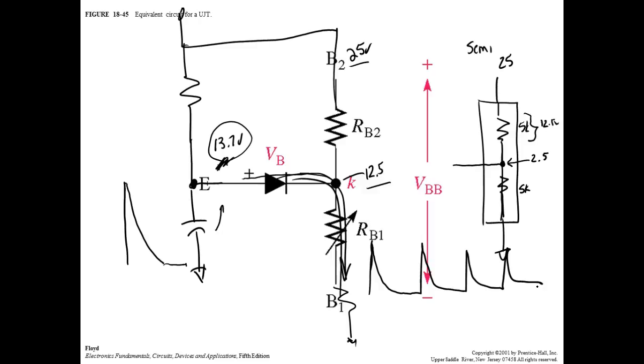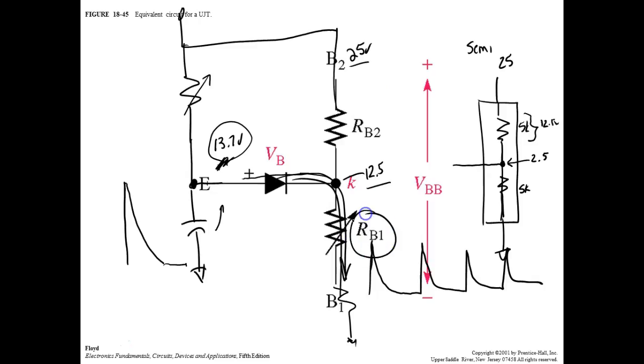Now, how could we change the frequency? Well, if I came over here and made this variable, then I could change the output frequency. So the smaller I made it, the faster the capacitor would charge. But as long as I got 25 volts up there, what's this thing going to do? It's going to just sit there and oscillate, back and forth, back and forth. Now, there's a ratio between these two resistors there.